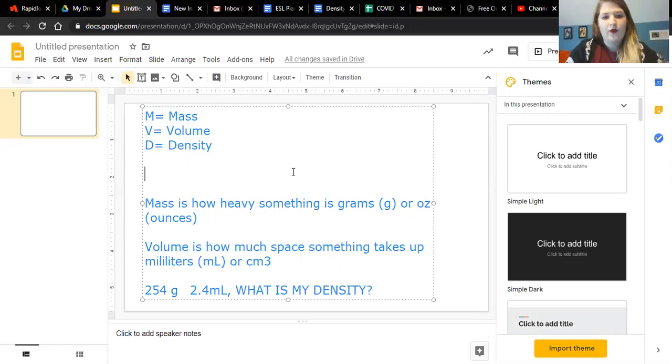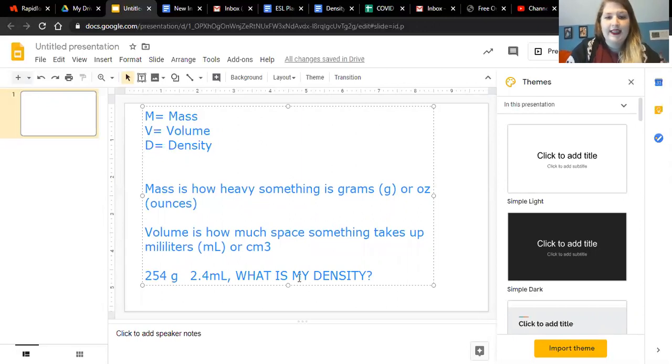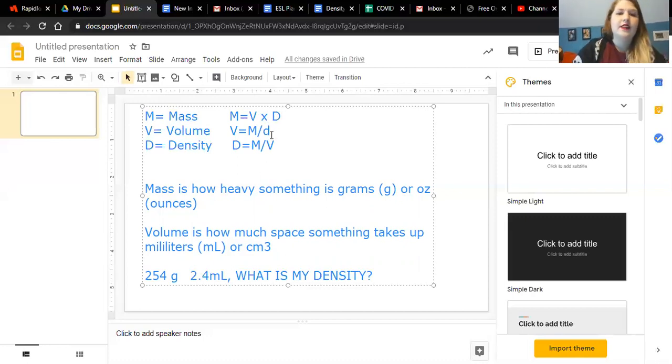So if we know that, in order to get density, here I'll write the formulas again in case we forgot. Density equals mass divided by volume. To get volume, it's volume equals mass divided by density, and to get mass, you do mass equals volume multiplied by density. All right, so that's how we get all of our formulas.